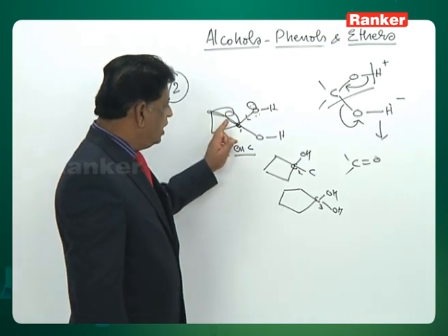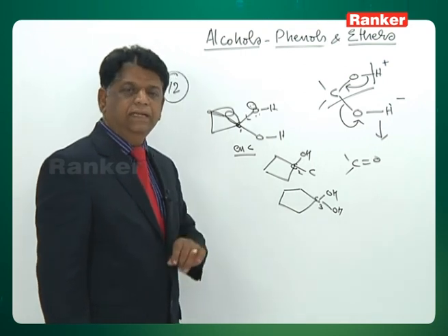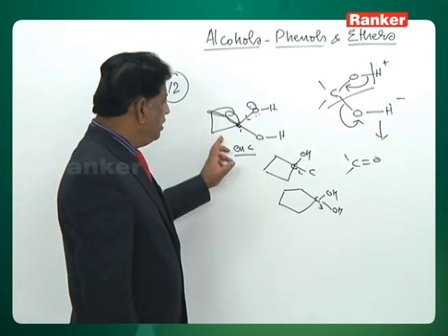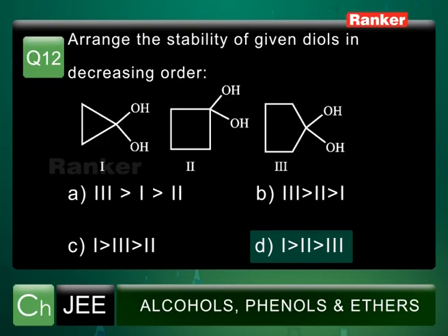So, therefore, as we are going from the 3-membered to 4-membered to 5-membered, holding capacity decreases, therefore, the compound 1 will be more stable than the 2 than the 3, therefore, order D, that is 1, 2, 3, is the right answer.